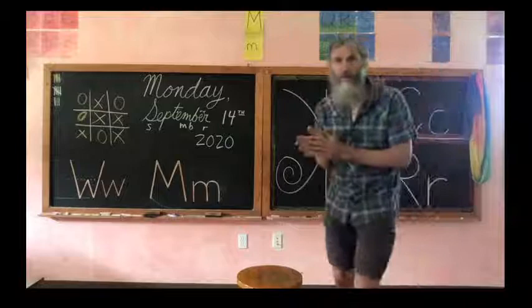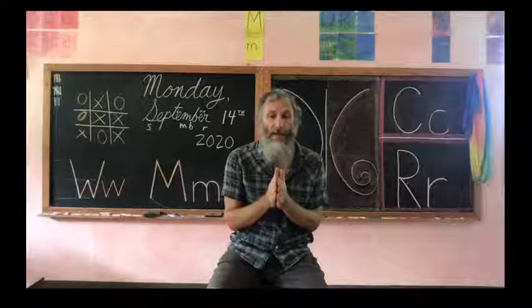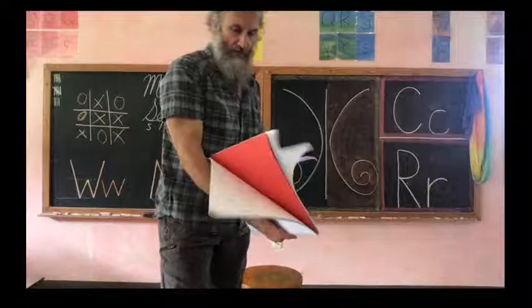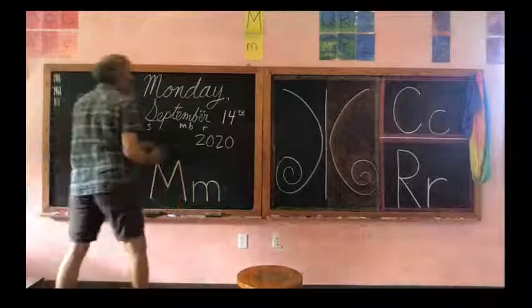All right, so next we will turn the main lesson page to the next page, and we will do our M and our W, which if I'm not mistaken, we have not done yet. So yeah, we did C and R. You can look at your main lesson pages and try to remember the different lessons that we learned. M and W, I'm going to erase this area while you get your main lesson page turned to the next page.